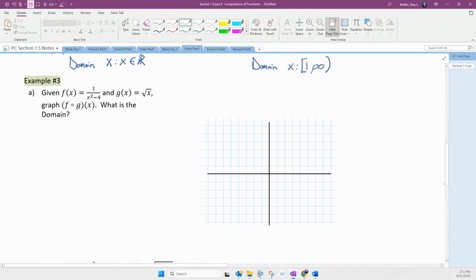All right. Given f of x and g of x, find the function f of g of x. What's its domain? Graph it, the whole thing. So let's find f of g of x. Let's do what it says.